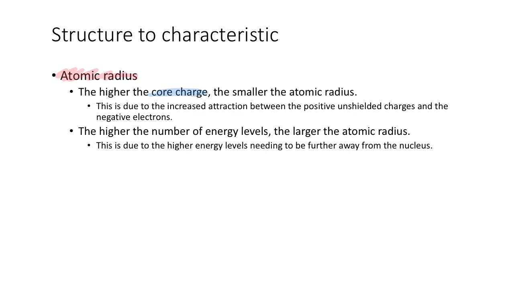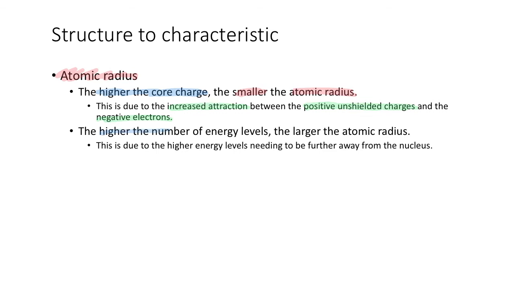Okay, so the higher the core charge, the smaller the atomic radius. This is the relationship between the atomic radius and the core charge. Let's have a think about why. This is because there's an increased attraction between the positive unshielded charges, that's the overall core charge, and the negative electrons. So that increased attraction means that they pull them in closer. That makes it a smaller atomic radius.